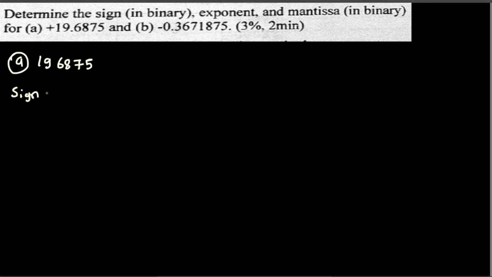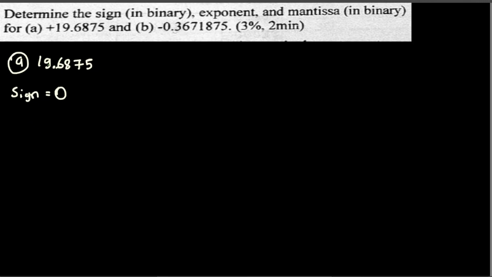The sign in binary is 0 for positive numbers and 1 for negative numbers. Here this is a positive number, so 0. And then for the exponent and mantissa, we have to convert this given number into binary. So let's go ahead and do that.